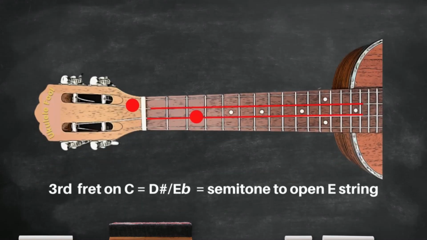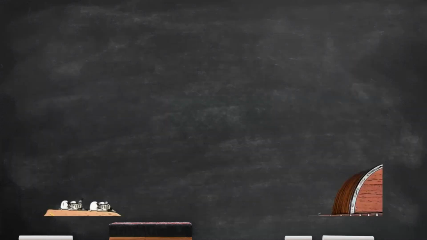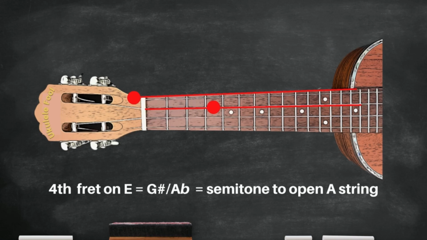Things are much less complicated on the C string. The 3rd fret on the C string goes to an open E string. So a D sharp to E, or going down, E to E flat. There is a semitone or half step between the 4th fret of the E string to the open A string. So it goes A down to A flat, or in reverse, G sharp up to A.